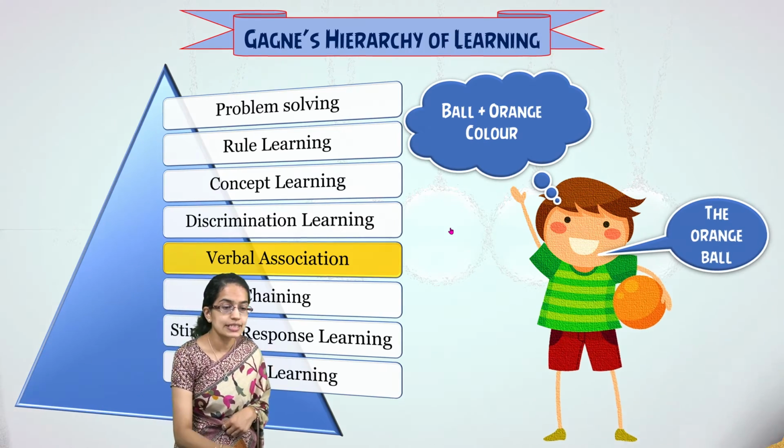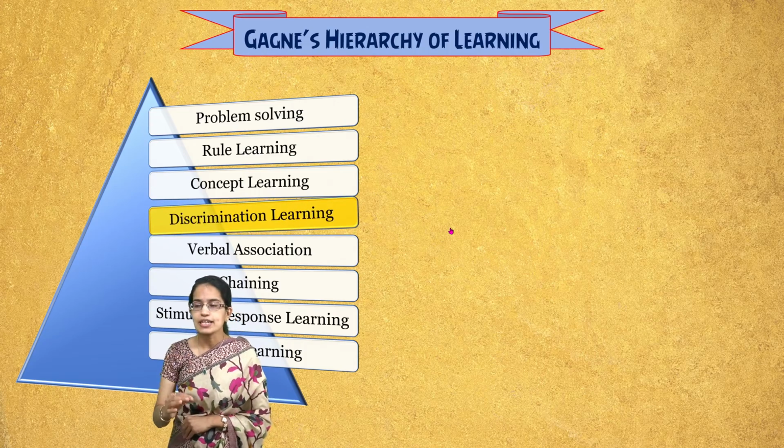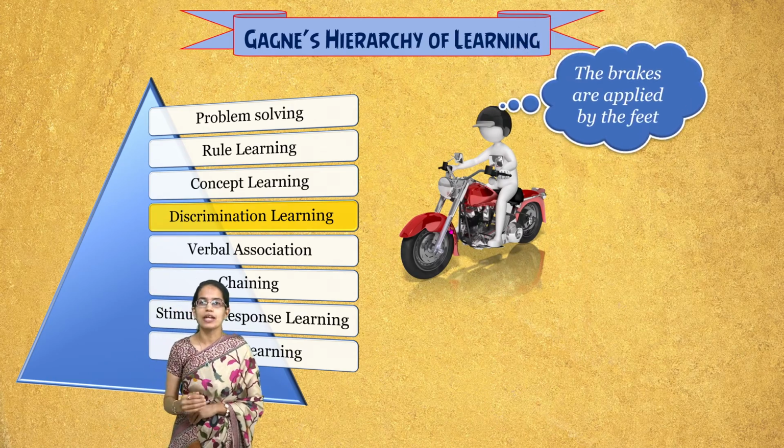The next is discrimination learning. Discrimination learning is the ability to understand different responses. Let's say I am driving a bike.